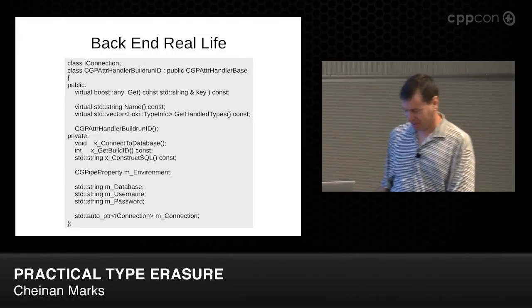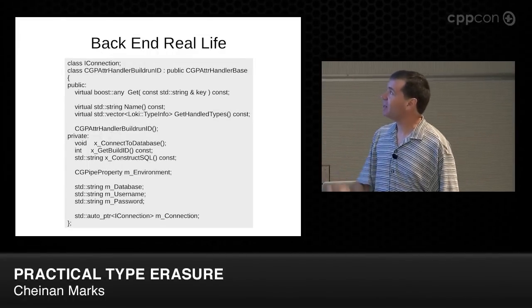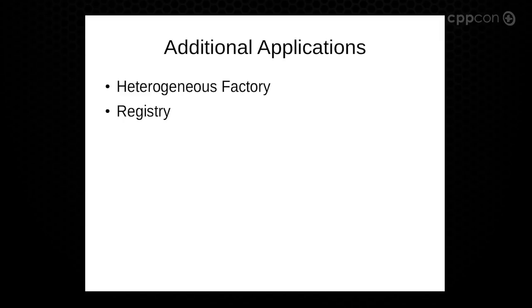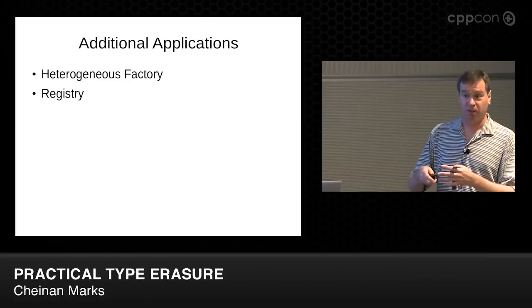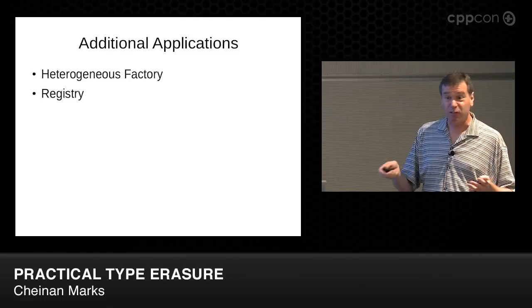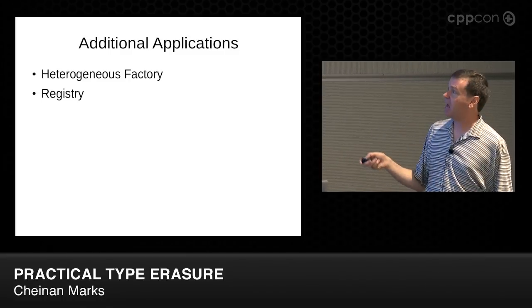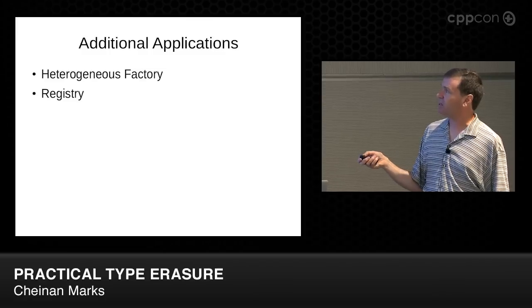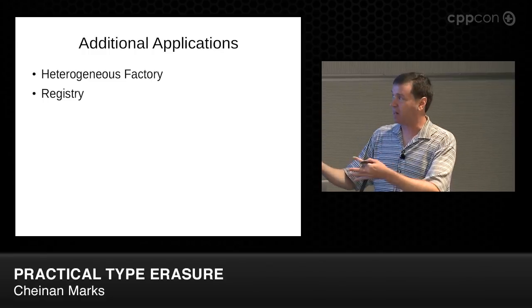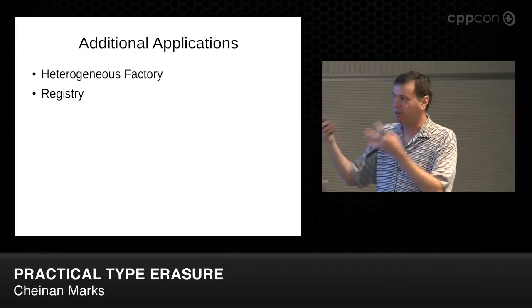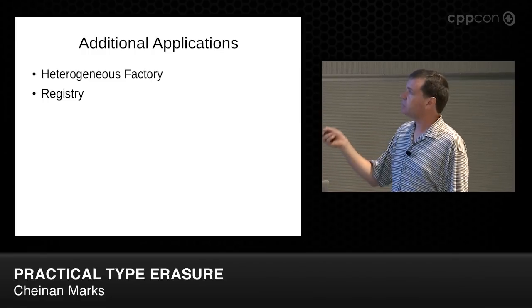All right, so just quickly I'll mention additional applications for type erasure. You can have a heterogeneous factory. Typically a factory will have to inherit from some base class, but with type erasure, you can really return anything. This is, again, not so useful because you'll have the big if statement. And a registry is something you can do where you're going to register instances of classes through types, and you don't have to inherit from a common base class.